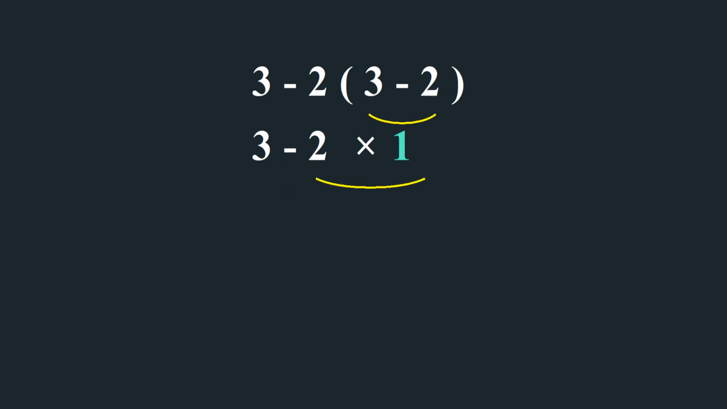So 2 times 1 which equals 2. So we have 3 minus 2. So 3 minus 2 which equals 1. And this is our final answer for this problem.